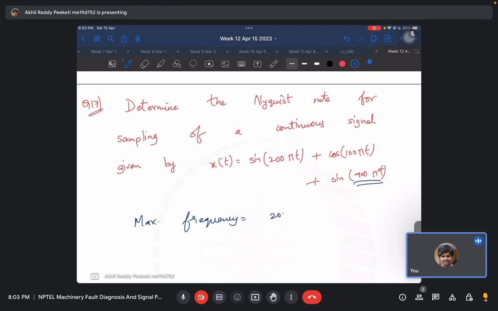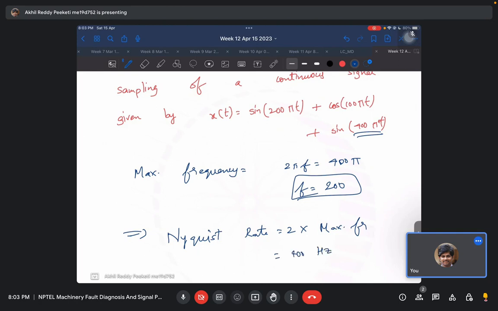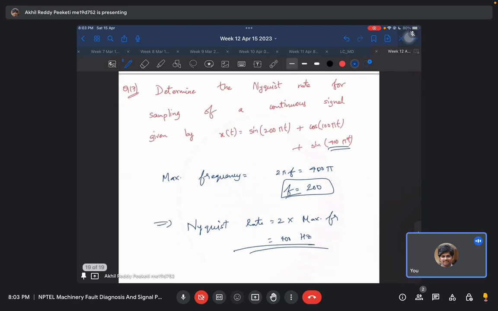This one. So 2 pi f is 400 pi, which implies f is equal to 200. So this is the maximum frequency in the signal. Which implies the Nyquist rate is 2 into maximum frequency, 400 hertz. What should be the Nyquist rate? In this case, 400 hertz.